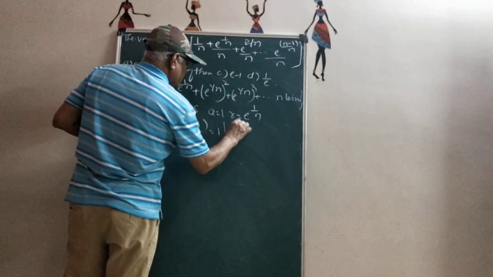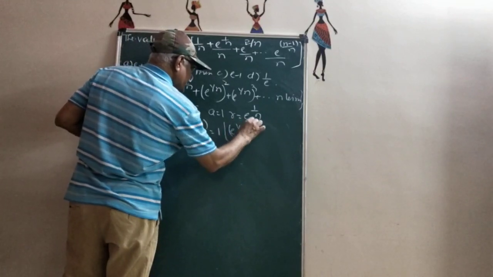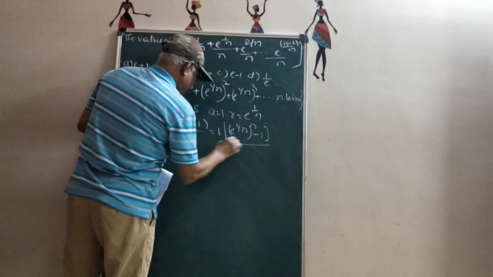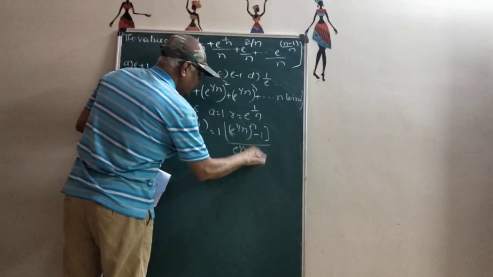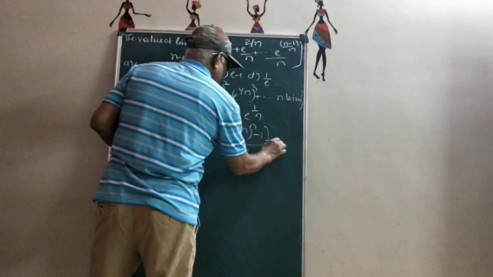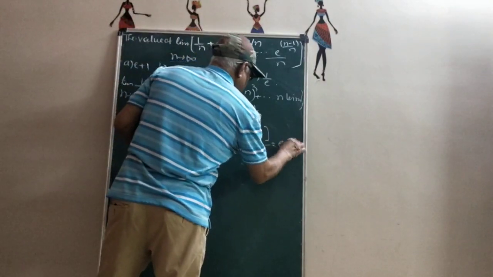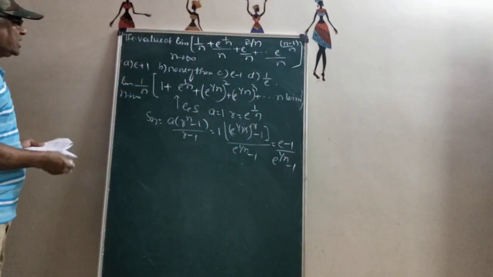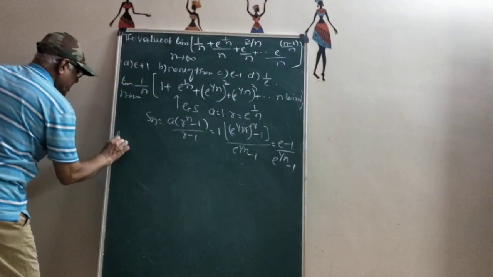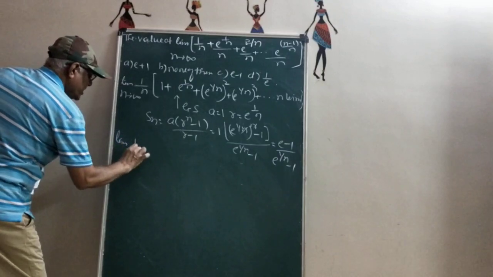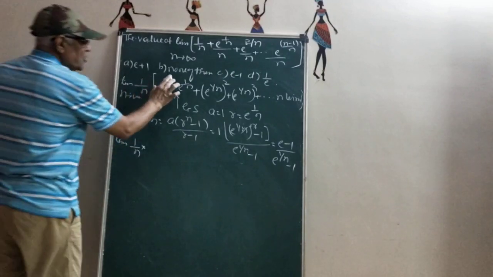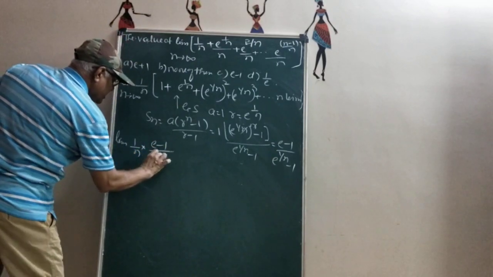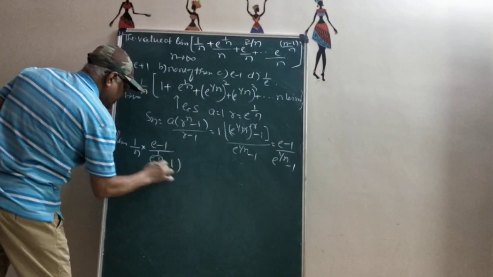That is equal to 1 into the bracket, what is the r value? e raised to 1 upon n, raised to n. See here, r is e raised to 1 upon n, raised to n, minus 1, divided by r minus 1, which means e raised to n minus 1. So that is equal to, this term gets cancelled, e minus 1 divided by e raised to 1 upon n minus 1. So the limit is 1 divided by n into the sum, e minus 1 divided by e raised to 1 upon n minus 1.